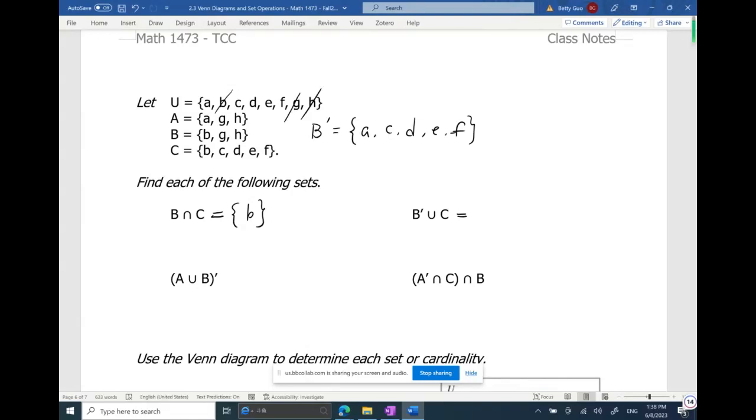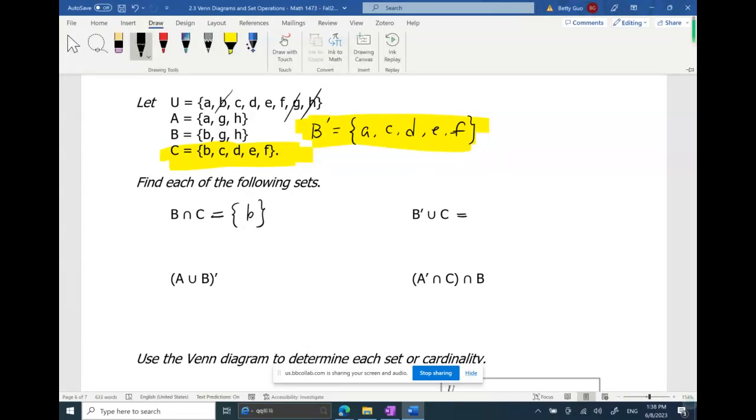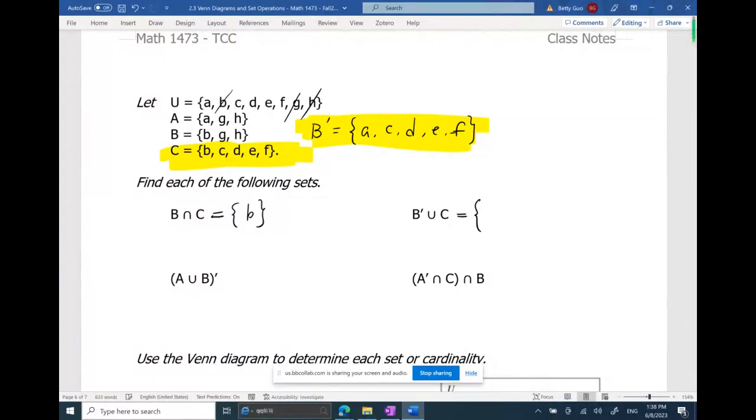We are looking for B prime union C, right? So all the elements either in B prime or in C or in both. Let's see, we have A, we have B because B is in C. We have C, C is in common. We have D, D is common. We have E, E is common. We have F. A, B, C, D, E, F. And that is B prime union C.